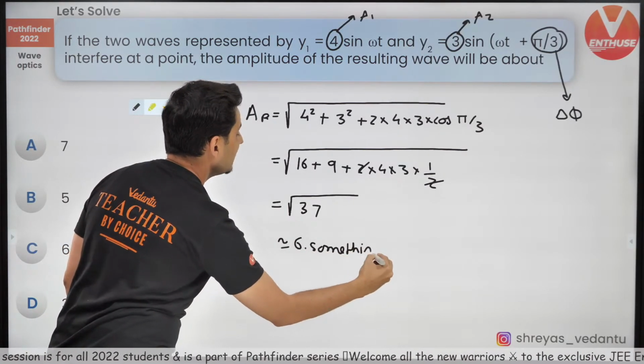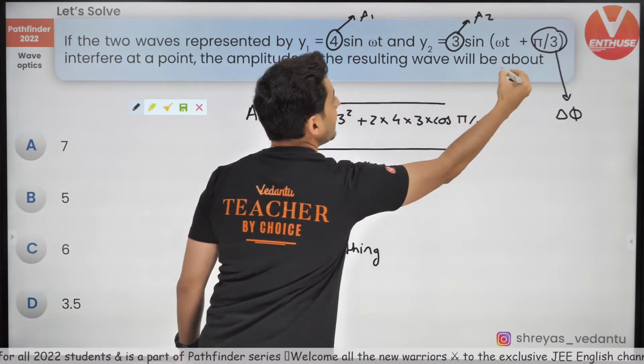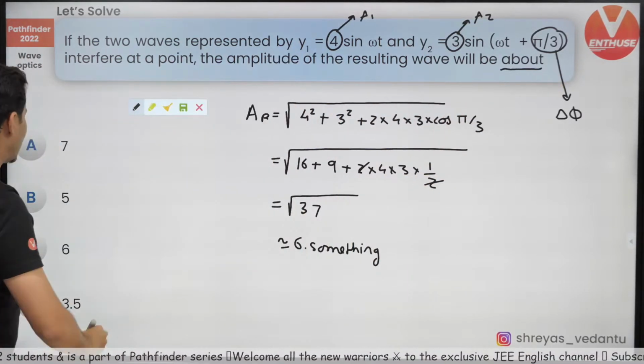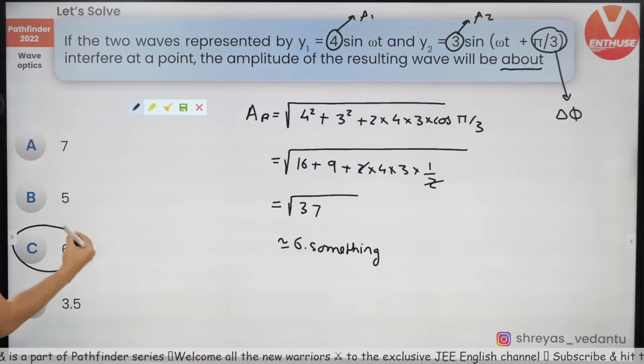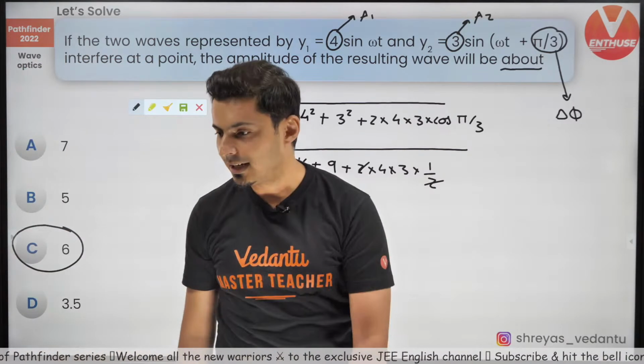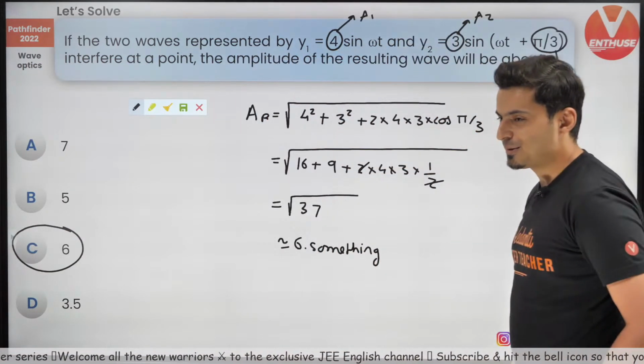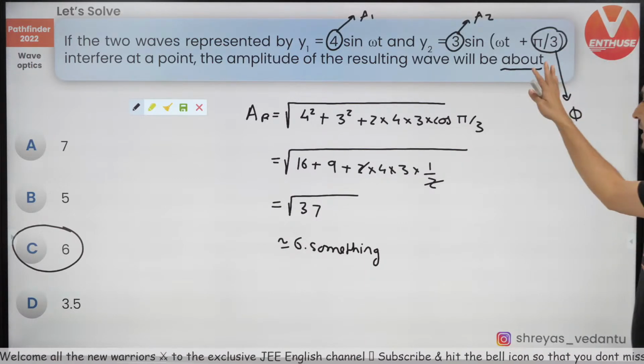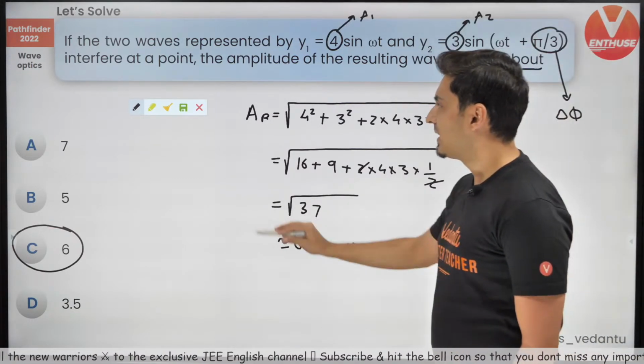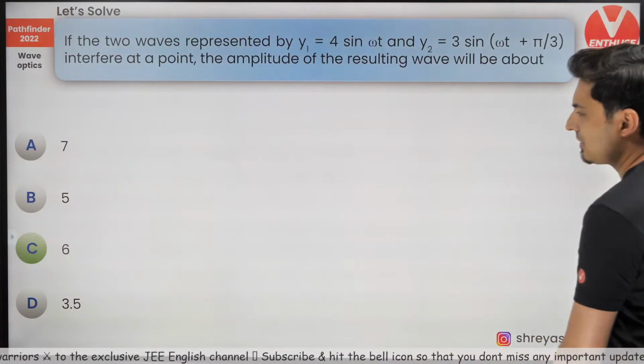Root of 37 is approximately 6 point something. Okay, 6 point something, but you can see in the question it says nearly. So the correct answer will be option C, which is 6. Done. Yep, it is 60 degrees. Be careful about it. It's nearly close to 6. Very good. Let's move on to the next question coming up on your screen.